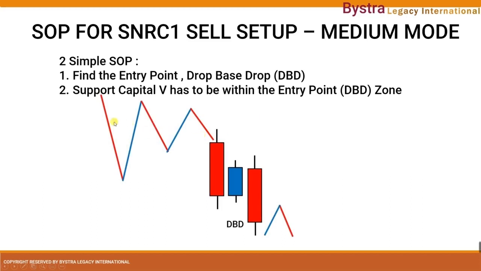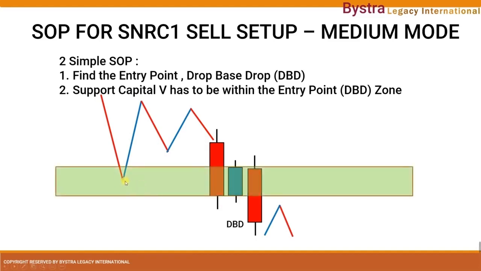So here, as we can see, there is an entry point, which is the drop base drop. At the same time, we can see there is a capital letter V support. So first of all, we mark the zone of the entry point, in this case the drop base drop. We mark it so that we can identify that the capital letter V is inside the drop base drop zone.